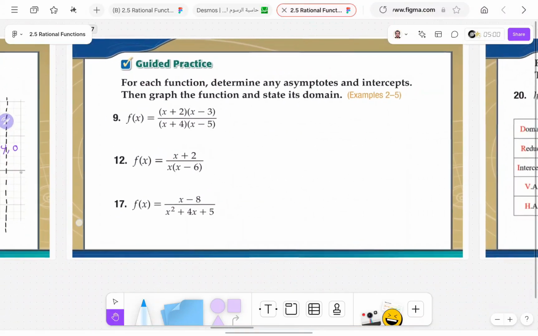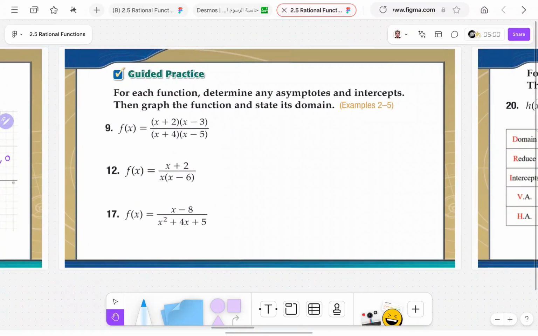After we finish these 3 examples, now it's your turn to try to solve these 3 questions. Try to solve them, and if you need help, please let me know.